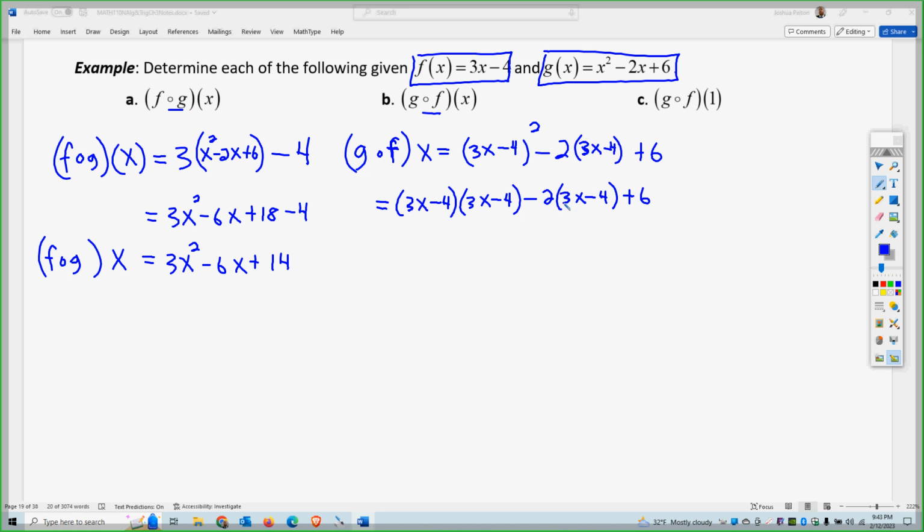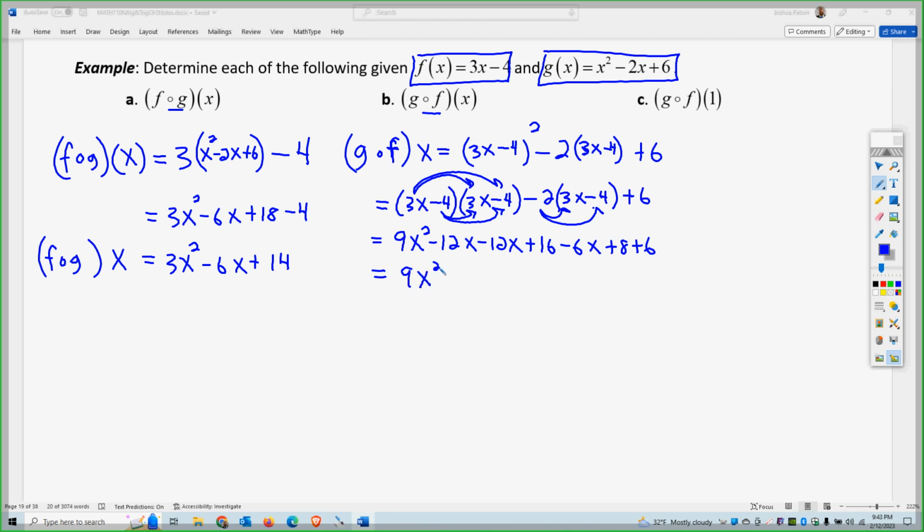All right, so we did exponents. Now we'll multiply. So I get 9x squared minus 12x minus 12x plus 16, right? So 9x squared minus 12x minus 12x plus 16 minus 6x plus 8 plus 6. So we did exponents, now we multiplied. The final step is to add like terms.